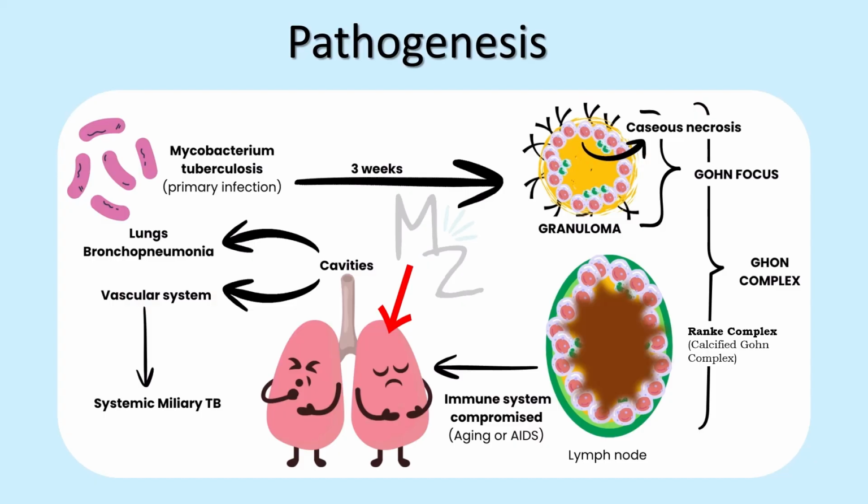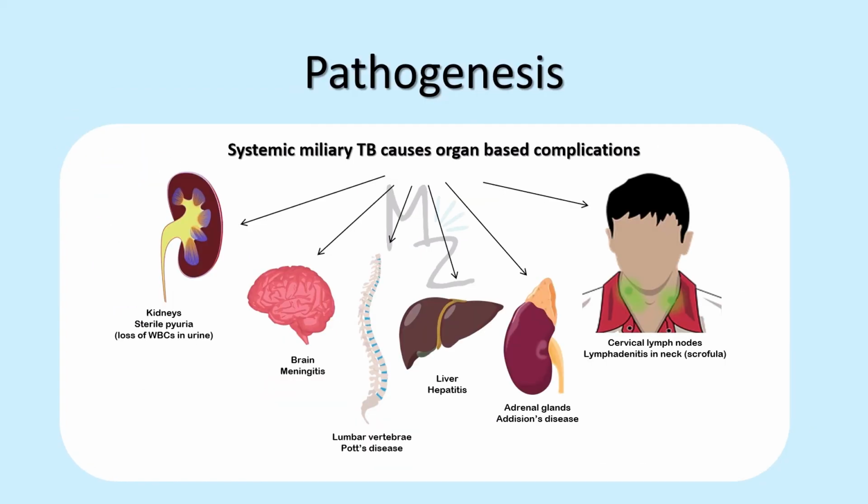Due to prior exposure, memory T cells quickly release cytokines to control the reactivation. This leads to caseous necrosis, often with cavity formation, called cavitation. Cavities allow TB to spread through airways and lymphatics, causing bronchopneumonia. It can also spread via the bloodstream, infecting multiple organs, a condition called systemic miliary TB. Systemic miliary TB involves different organs and causes organ-based complications.